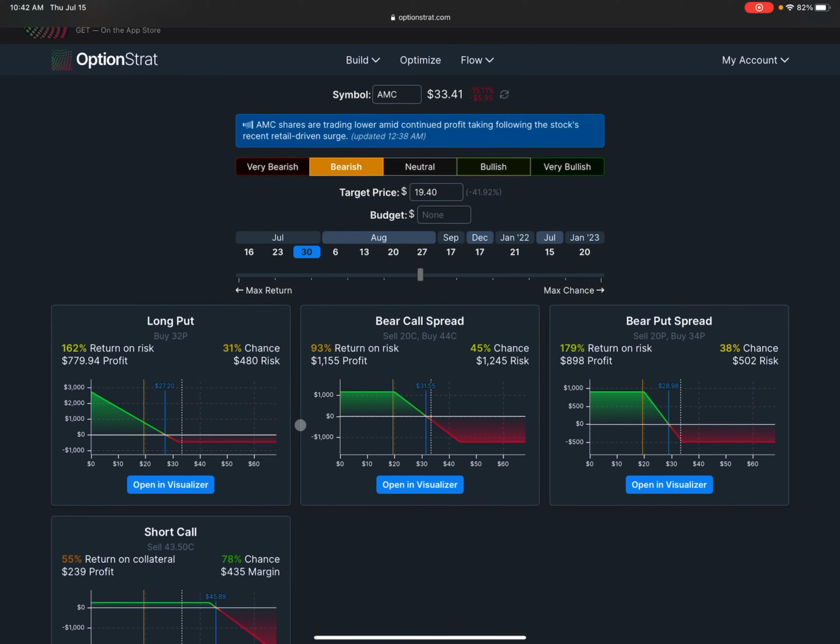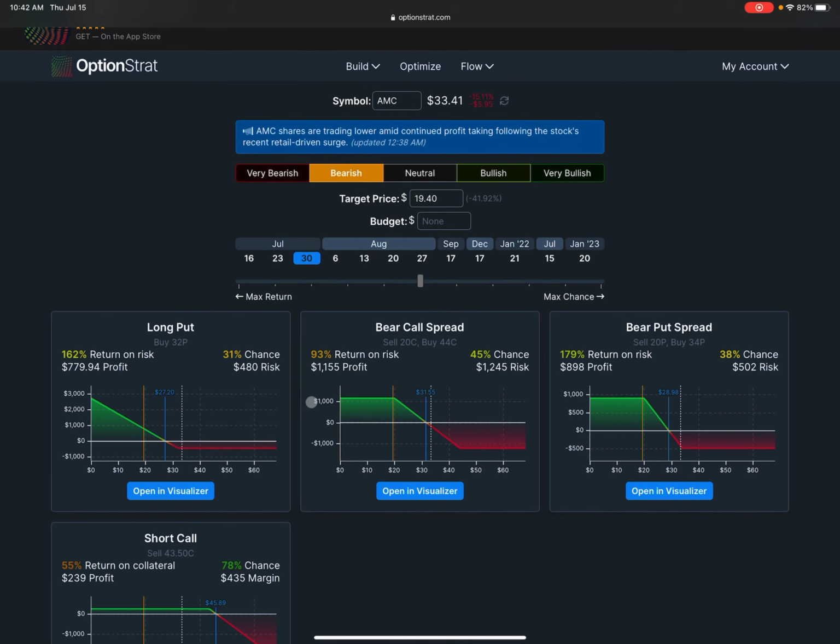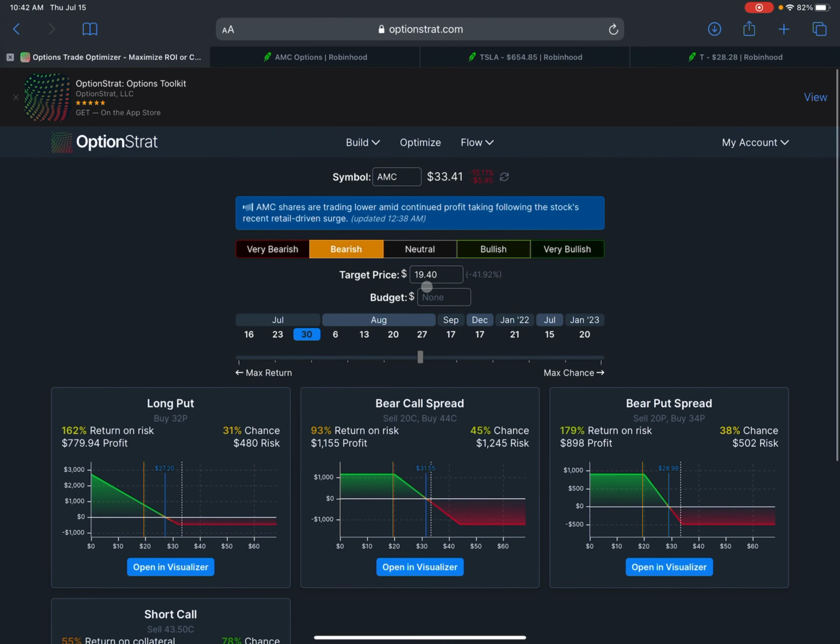Of course, these are all just stats. You never really know what a stock is going to do, but these give you really good ideas of what you can do, and it allows you to assess all the different plays with all the different risks and chances of return.